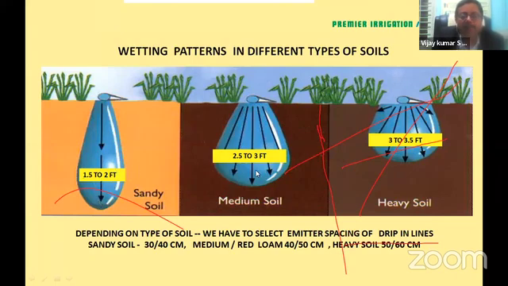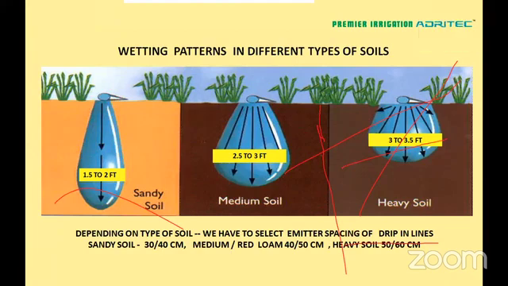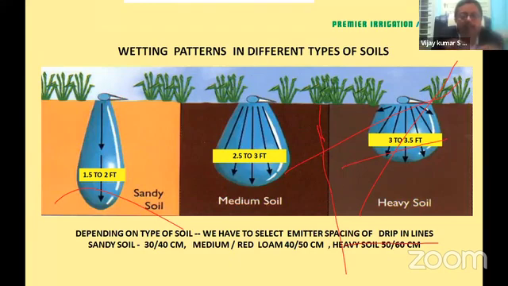Whereas in case of a medium soil like a red soil, you will have almost an equal distribution, vertical as well as horizontal movement. And in case of a clay soil, you will have the vertical distribution anywhere from 3 to 3.5 feet. So here, depending upon the type of soil, we will go in for the emitter spacing. For a sandy soil, we generally keep the emitters closer, so we will have 30 to 40 centimeters. If it is a loamy soil, the distance between the emitters can range from 40 to 50 centimeters. And if it is more than that, like a clay soil or a black cotton soil, the spacing of the emitter can be 50 to 60 centimeters.